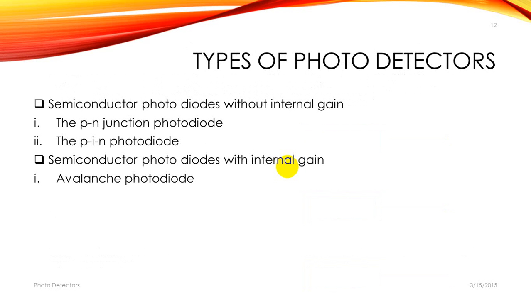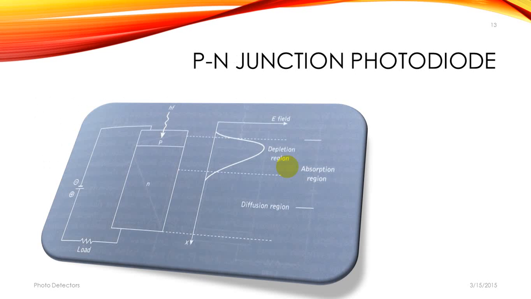Now, types of photodetectors. There are two types of semiconductor photodetectors. First one is semiconductor photodiodes without internal gain, and it has two types. First one is the PN junction photodiode, and second one is the PIN photodiode. And the second part is semiconductor photodiodes with internal gain, and it has only one type, which is avalanche photodiode. Now I start with PN junction photodiode, which is also a photodiode without gain.